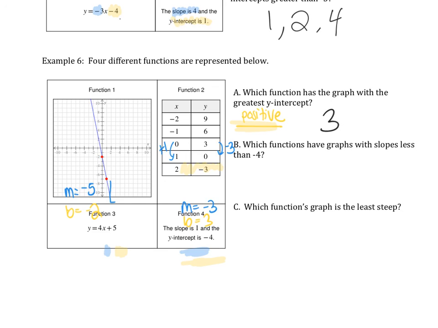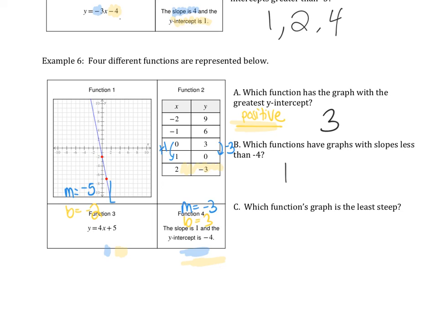In the next question, it says, which functions have graphs with slopes less than -4? So that one you can look at the slopes. Well, function 1 has a slope that is less than -4. And I believe that is it. So we just have function 1 for that one.